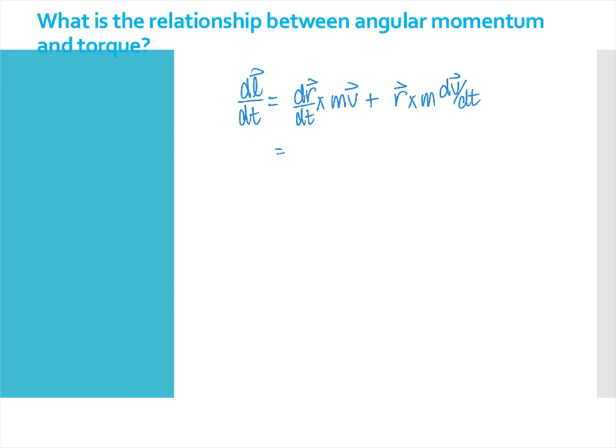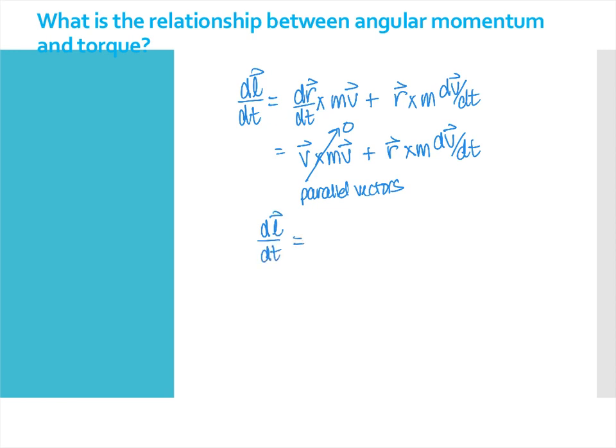Now, dr/dt is just v. But v cross mv is 0 because these are parallel vectors. And when you have vectors that are in the same direction, their cross product is 0. So we did find that dL/dt can be written as r cross m dv/dt.